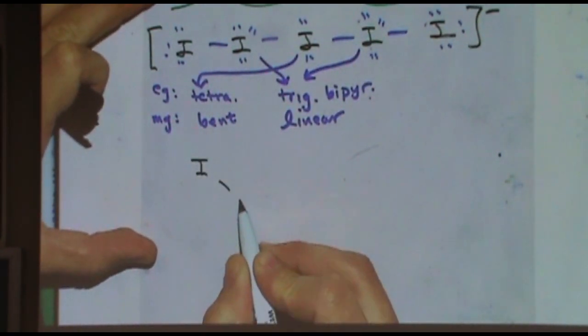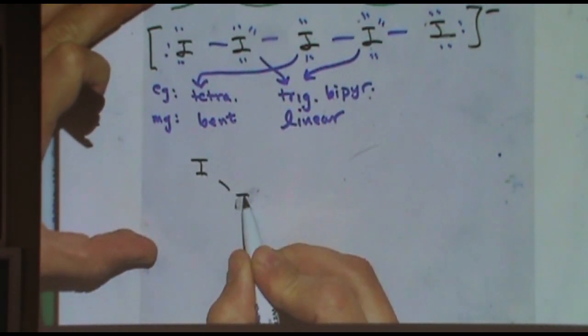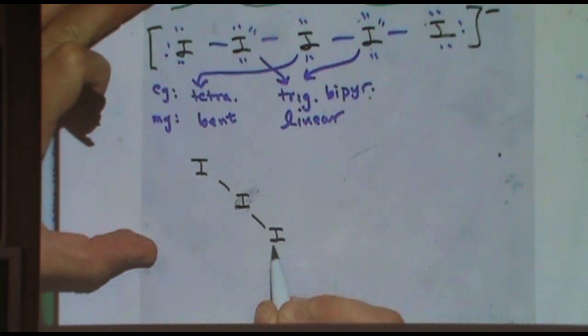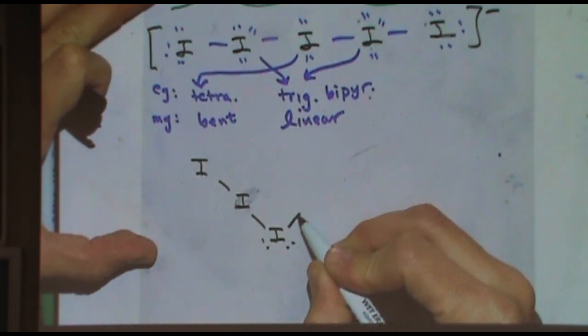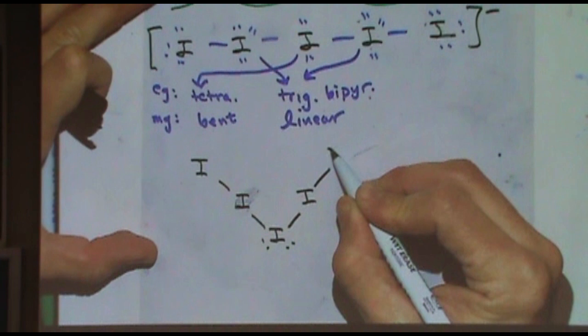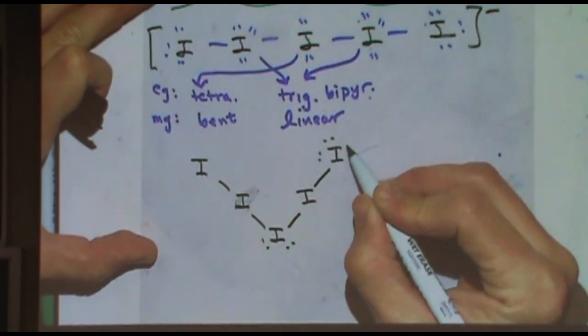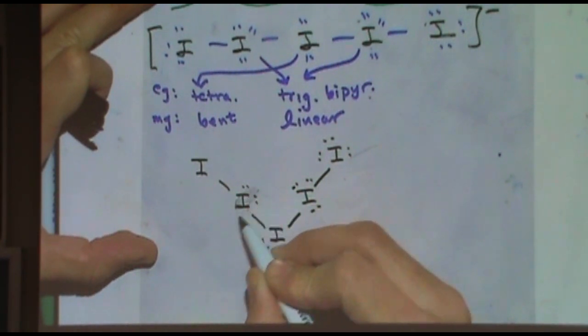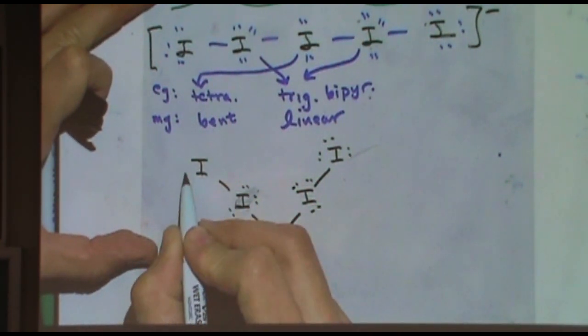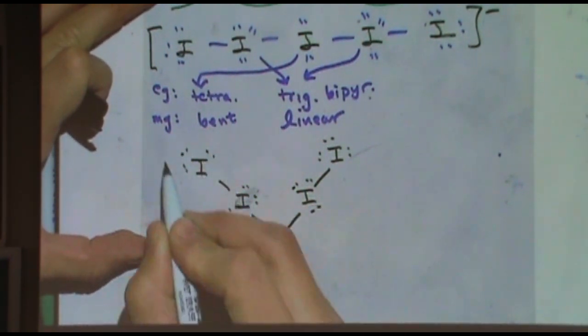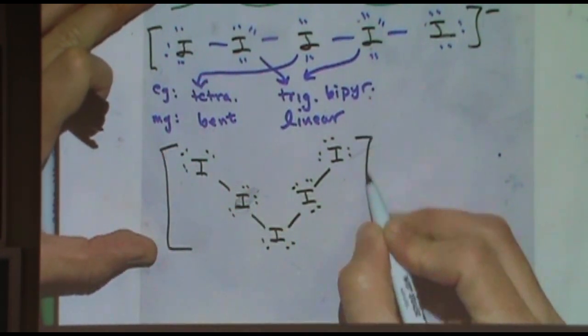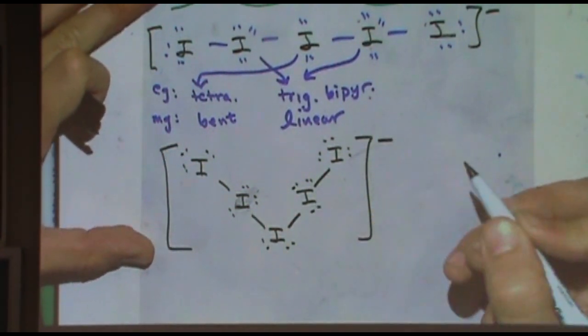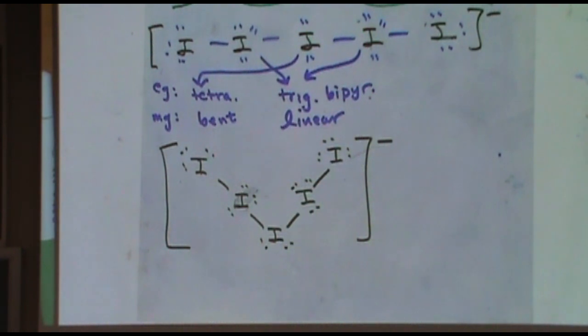This one in the middle is bent, which is going to give me that V shape that I was looking for. The linear for the second and the fourth iodine, keep it along the line. So I'm good there, and that is the structure I was looking for.